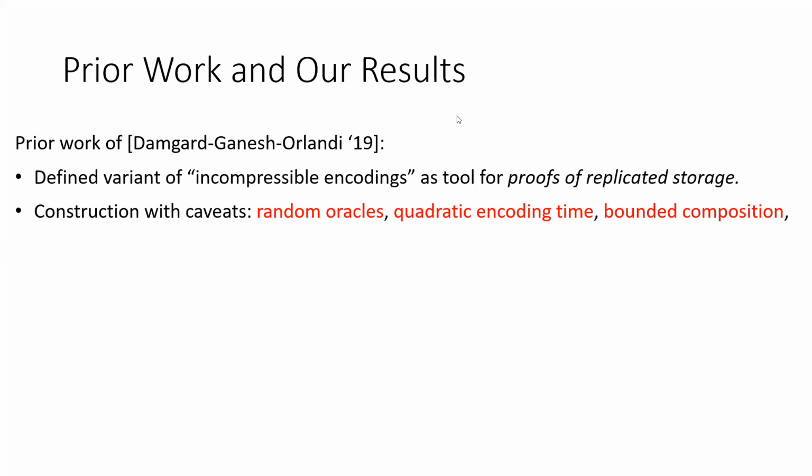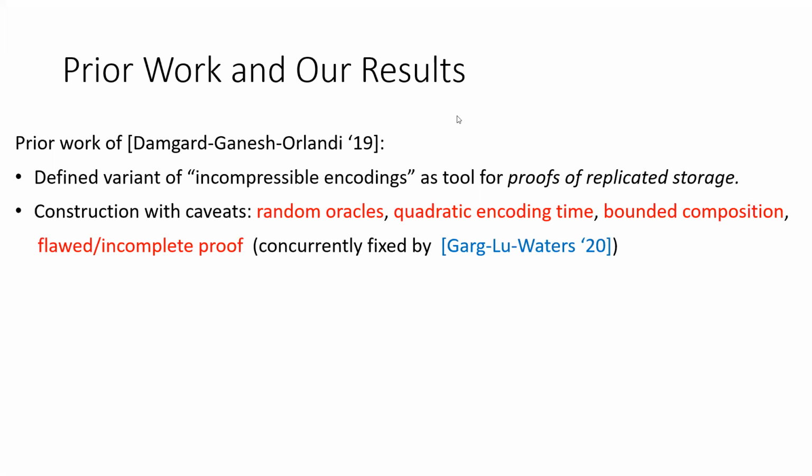First of all, they relied on the random oracle model. They didn't get a construction in the standard model. The time to encode a message was quadratic in the message length. If you want to use this for encoding large data like Wikipedia, running in quadratic time in the size of Wikipedia is really impractical. They only managed to get bounded composition, so it was composable for some a priori bound on the number of different codewords you take, but you needed to know this bound ahead of time and the efficiency degraded in the bound.